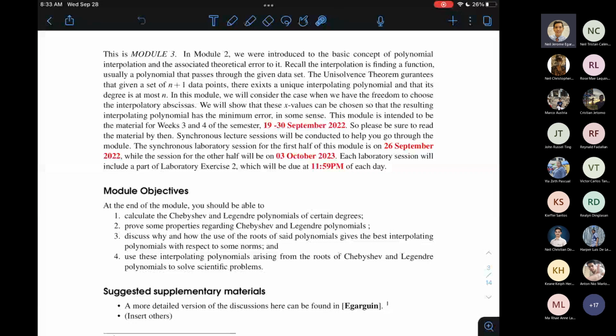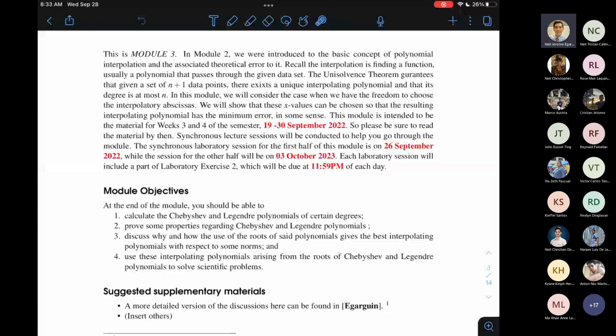Now, what are you supposed to learn? The week should be able to calculate the Chebyshev and the Legendre polynomials of certain degrees. This is very important because yung mga interpolatory abscissas na gagamitin natin ay Chebyshev, and of course, and products of the Chebyshev polynomials.